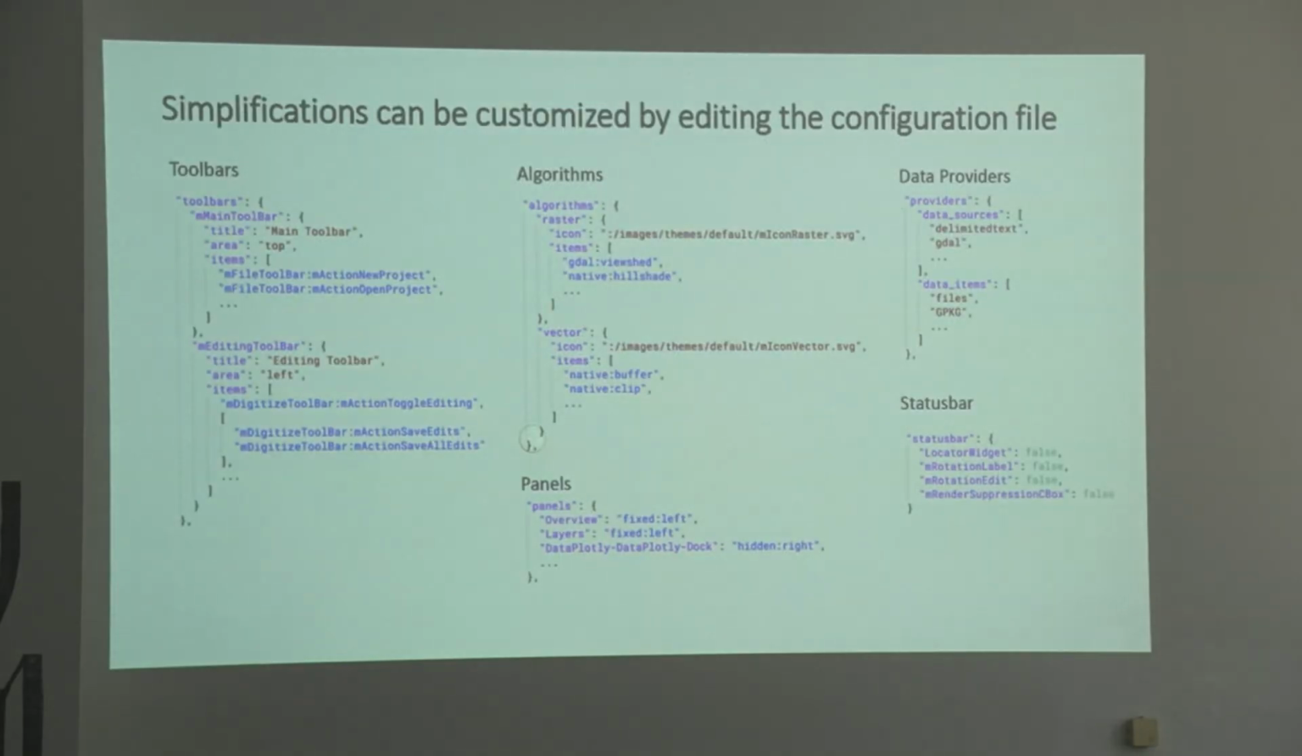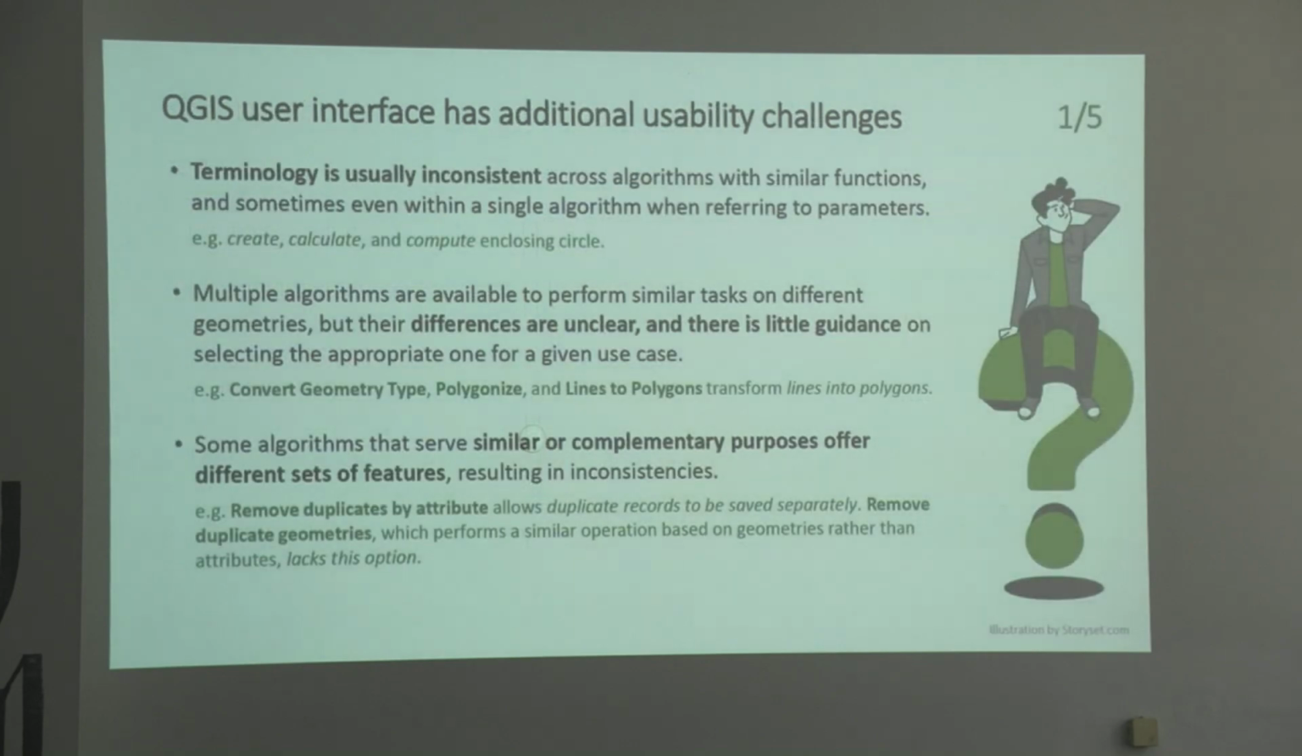All these settings can be customized. If you want to have your own version of QGIS Light, you just need to modify the configuration JSON file, which has sections for toolbars, algorithms, panels, data providers, and status bar. By indicating which ones you want and where they should be located, you can have your own custom QGIS interface.